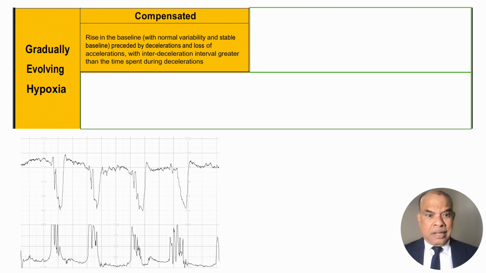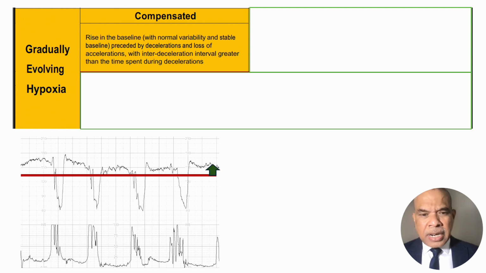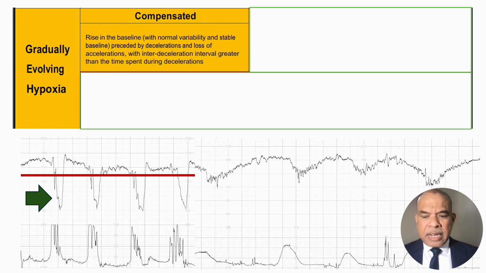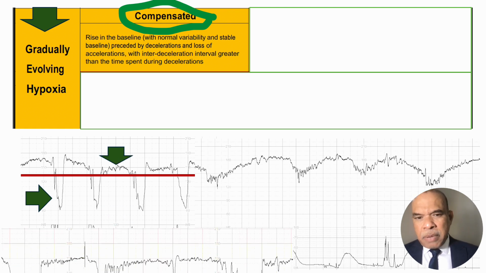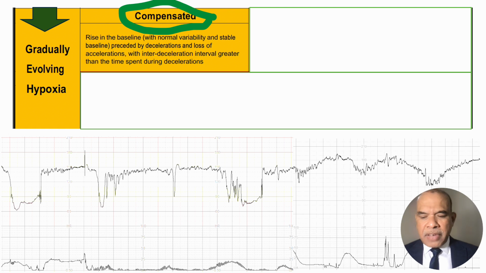So you can see here the fetus came with a baseline of about 130, and with repetitive decelerations the baseline has gone up. But if you look in between the decelerations, you see normal variability and stable baseline. And you can see some of them can be early, some of them can be tardy. It depends on where the problem is. Is it the cord or the placenta? But the main thing is they are compensated gradually evolving hypoxia because the fetal heart rate has increased at least 10% due to catecholamines, but in between you have got a stable baseline and reassuring variability.